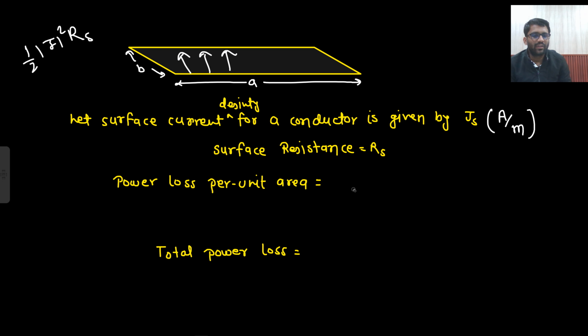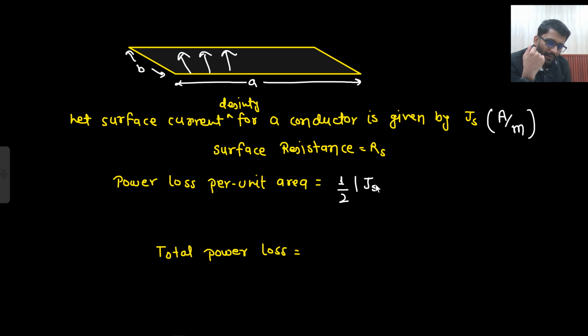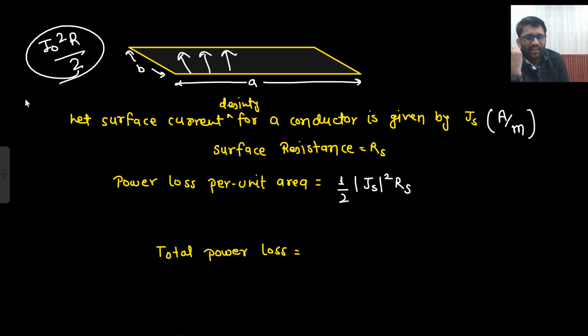Surface resistance is Rs only. So what will be the power loss? This kind of question they can ask. The power loss will be 1 by 2 mod of Js square into Rs. This is how we write down the power loss. Peak value into R divided by 2, right? Because here RMS should be coming, I RMS square into R divided by 2.